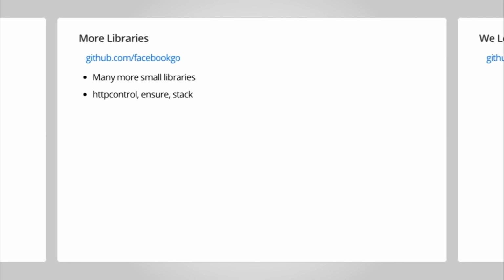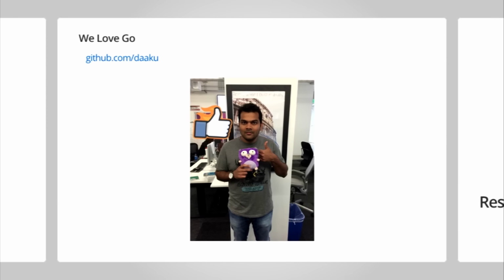Yeah, so we built a few other libraries. HTTP control does a better job, it's a better HTTP transport. It has timeouts and some connection pooling. Ensure is used to compare objects during test. Stack is used to collect stack traces. Yeah, we have a lot of other small libraries. You can go check them out at github.com/FacebookGo. So yeah, we love Go. This is Netik. He couldn't attend GopherCon, but he wrote a bunch of our libraries like Grace and Inject.